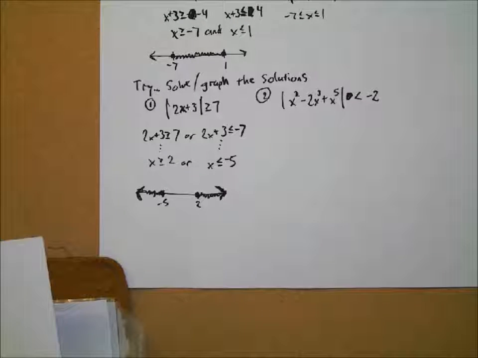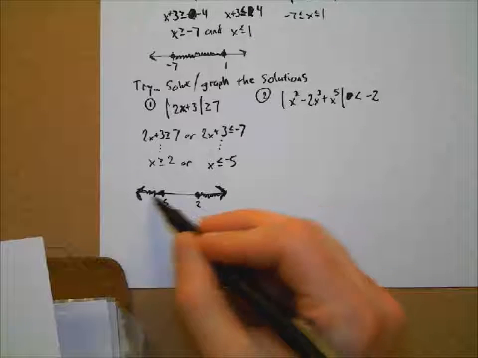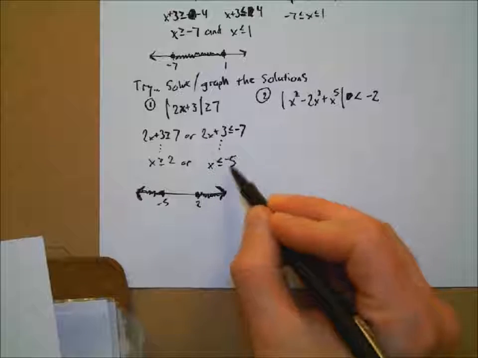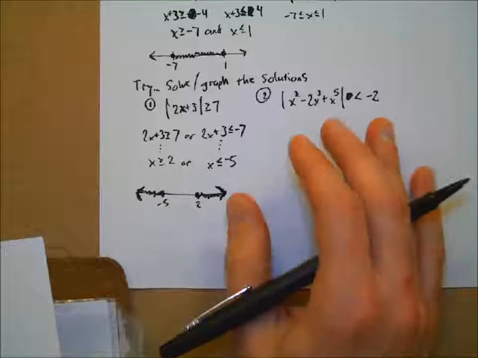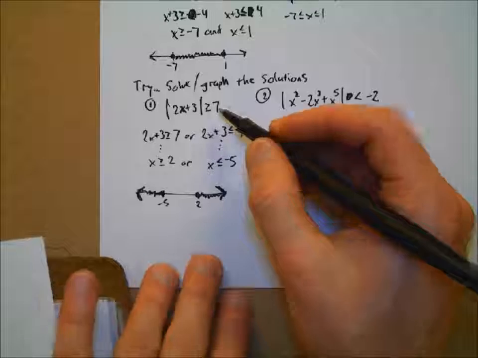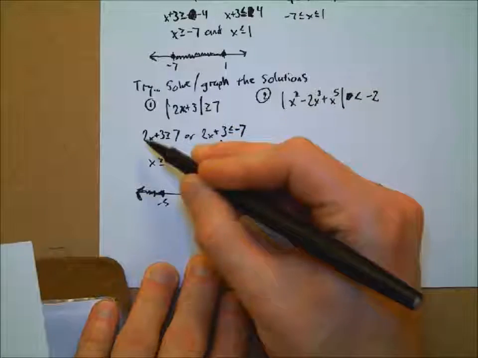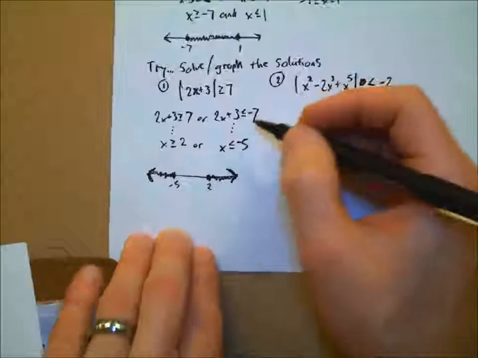Yes? How did you get the -5 going the other way? How to get this right here? I got both of mine going right. Okay. So you're okay with this one? Yeah. Okay, so let's go back to the idea here on our number line.